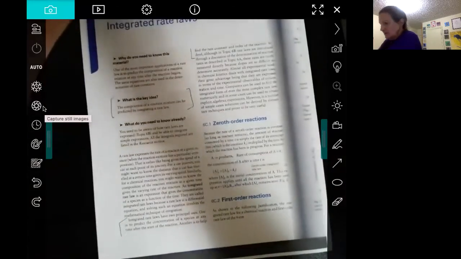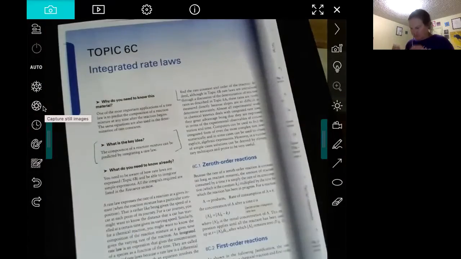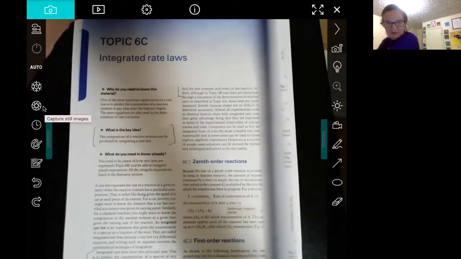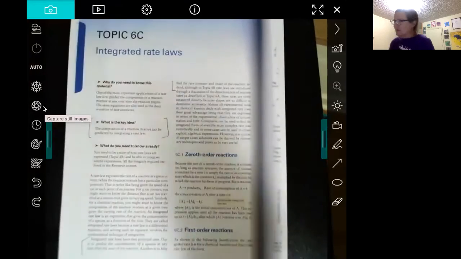So the key idea is that the composition of a reaction mixture can be predicted by integrating a rate law. We know that rate is a derivative. So if you want to think about how things change over a finite period of time rather than an infinitesimal one, you have to integrate it. We'll just do that and see where the equations you used in Chem 108 came from.